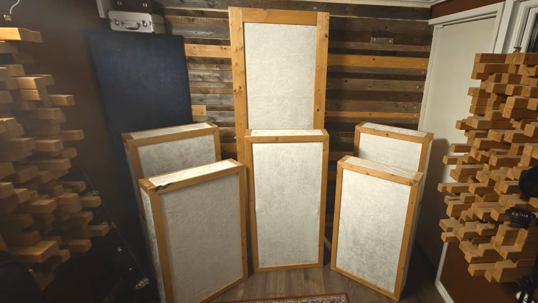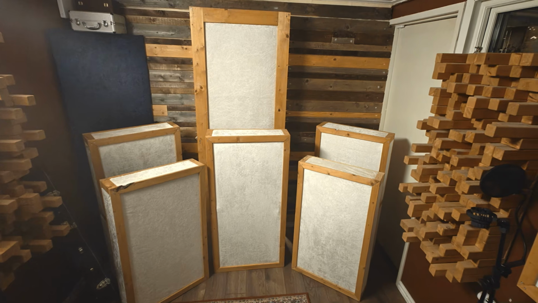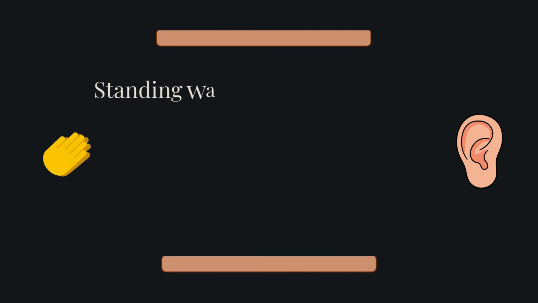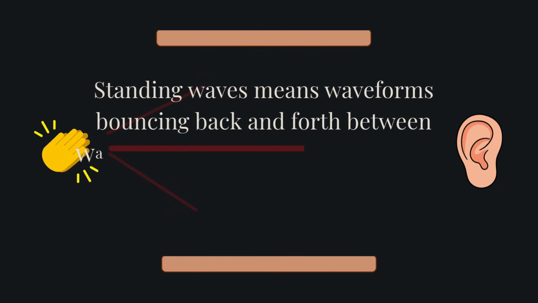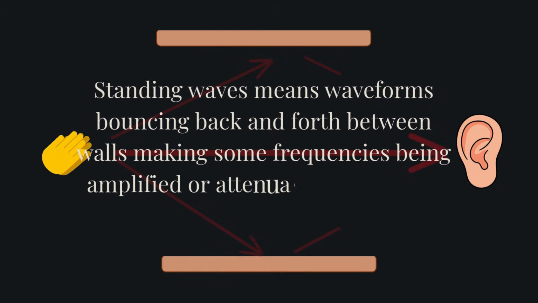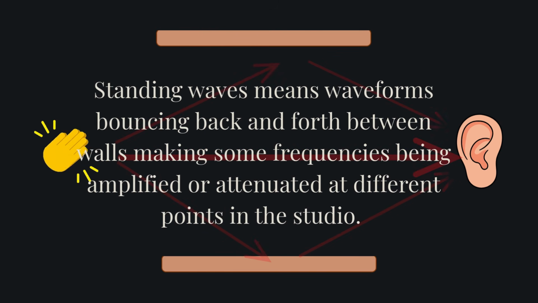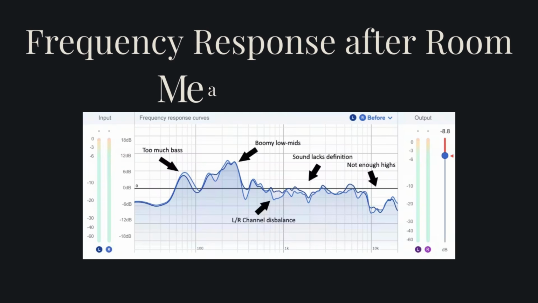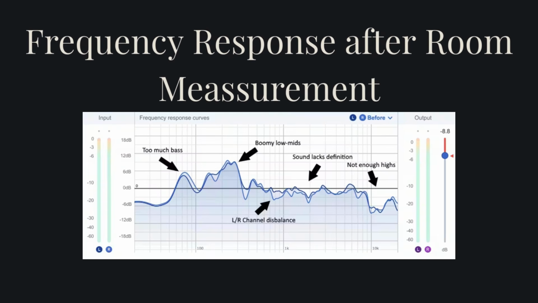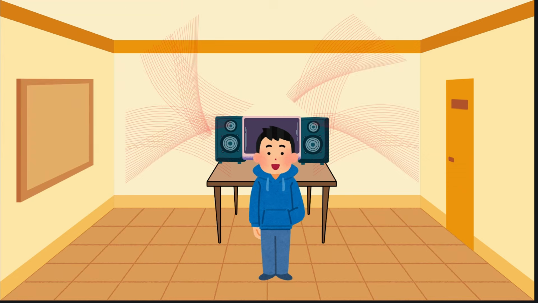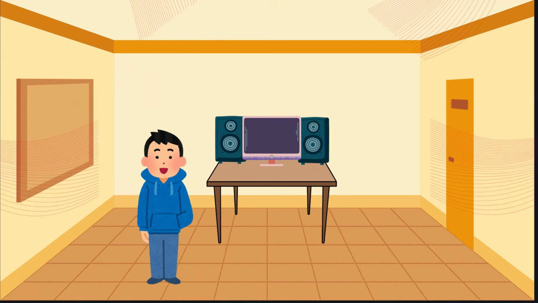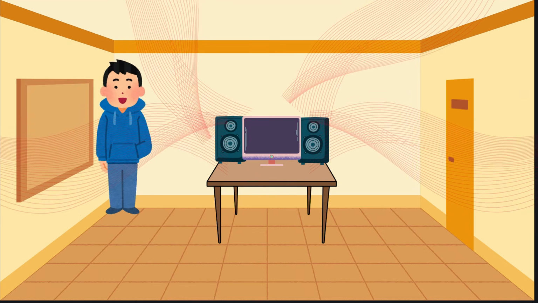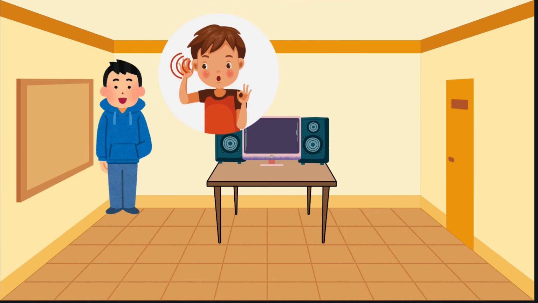Treating your room is crucial in order to get a tight low end. Poorly treated rooms will make the low end a huge problem due to the standing waves phenomenon. Standing waves means waveforms bouncing back and forth between walls, making some frequencies amplified or attenuated at different points in the studio. Corners are where standing waves and bass build-up are strongest. Play a song in your studio and while playing, move to different locations. Lastly, stand in a corner. Now you will hear the low end much more since the low frequencies stack in the corners.